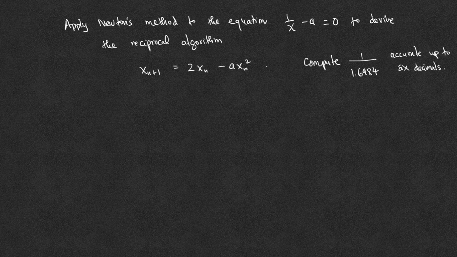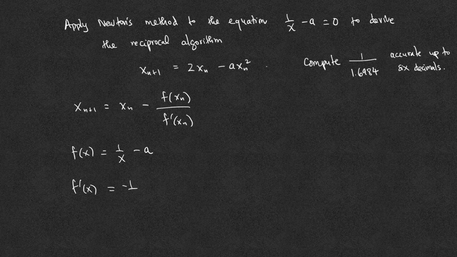Newton's method states that x sub n plus 1 equals x sub n minus f of x sub n over f prime of x sub n. In this case, f of x is 1 over x minus a, and f prime of x is negative 1 over x squared. We assume a is a constant, so the derivative of a is 0.